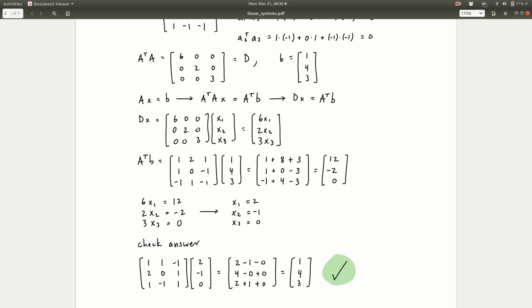Okay, so that's an example where it doesn't fall neatly into one of the previous categories, but we can use properties of both of those categories, diagonal and orthogonal, to solve the system.